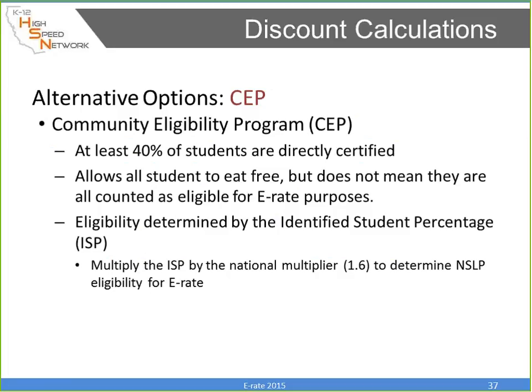The CEP program, it's relatively new to California. It's been in existence for a couple of years now, but basically your 40% or more of your students are directly certified. This program allows all students at the school site to eat free, even though they don't all qualify for the NSLP program. The way that affects E-rate is you take your identified student percentage and you multiply it by the current national multiplier of 1.6 to determine your eligibility for E-rate.